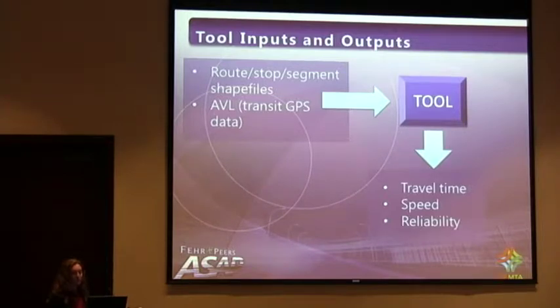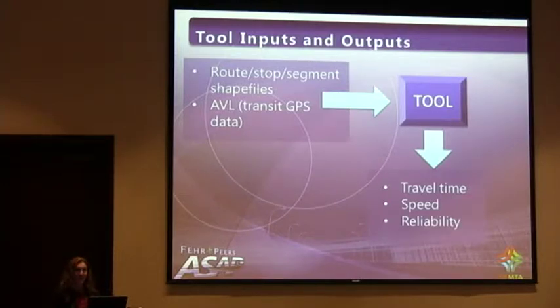So what that tells you is if a segment has a low coefficient of variation of travel time, the transit vehicle always takes about the same amount of time to travel that segment. So the coefficient of variation is low, but the reliability is high. If the coefficient is high, that means that the time it takes to travel that segment can vary a lot, so the reliability is low.